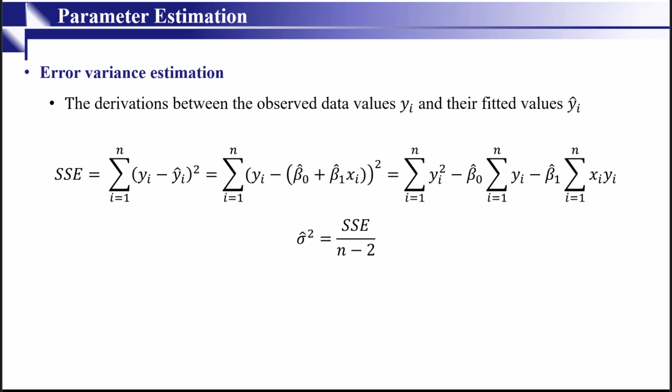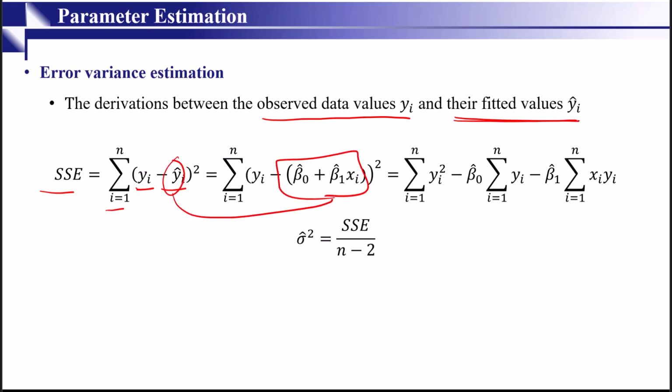The next parameter that we need to estimate is the error variance. The error variance, sigma square, can be estimated by considering the deviation between the observed data values yi and their fitted values y hat i, right? These are the actual observations, and these are the fitted values y hat i. Specifically, the sum of squares for error, SSE, is defined to be the sum of the squares of these deviations. So SSE is equal to the sum from i equals 1 to n of (yi minus y hat i) square, where the fitted value y hat i is given by this formula.